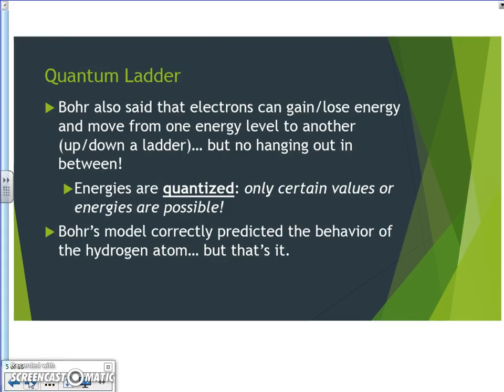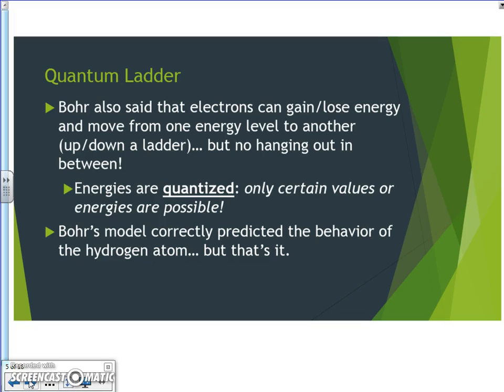Bohr quantized energy. So he said that electrons can gain or lose energy, which means move up and down the ladder, if you want to think of it that way. But they have to be on one of the steps, or in one of those orbits. So for these certain values, we say energy must be quantized. So it has to be a certain amount.